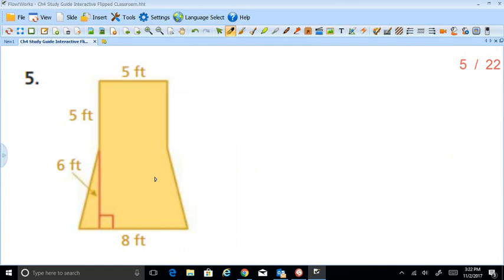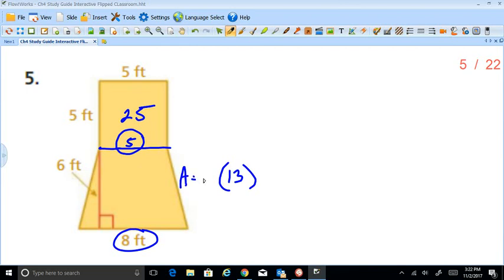I'm going to use the same concept, and I'm going to break this figure up into more familiar shapes. I'm going to cut it right here, so I have a square on top, 5 by 5, 25 square feet. And now I have a trapezoid on the bottom. The bottom of the square is also 5 feet, because all four sides are equal. So this now becomes my base 1. There's my base 2, 5 plus 8, which is 13.